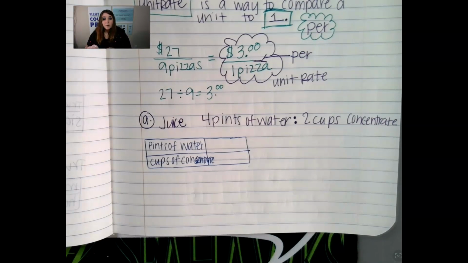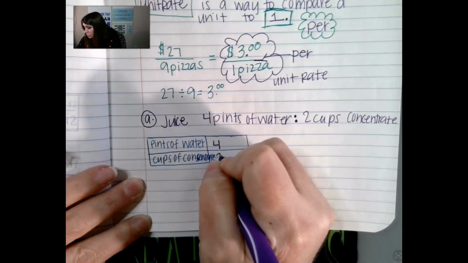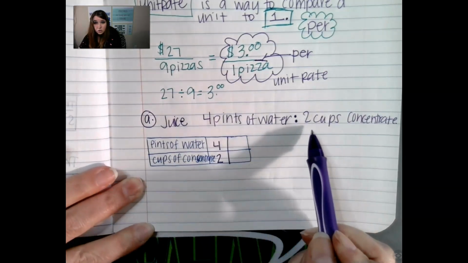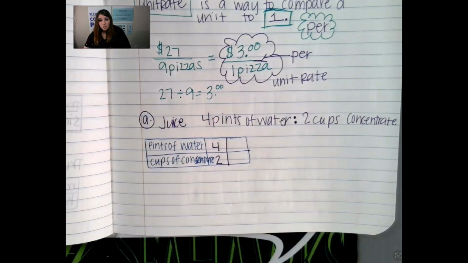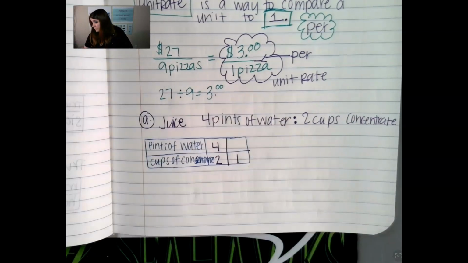Okay, so now what we're going to do is take our 4 pints of water to 2 cups of concentrate. So we're going to put the 4 on top and the 2 on the bottom, because that's our ratio, 4 to 2. I have my ratio of 4 to 2. But my question is, how much for 1 cup of concentrate? So I want a 1 down here.